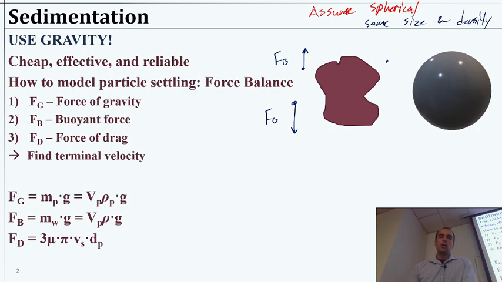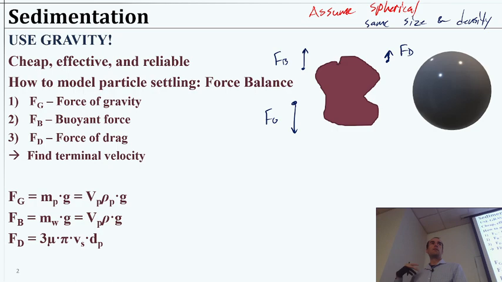But assuming that we are traveling with our particle in the downward direction, then we also have a resisting drag force in the upward direction. So we're going to have two forces upward. This force of drag, as you can imagine, will be proportional to the size of this particle, the surface area, and the speed at which it's going. All right, so with three forces, essentially what we want to do is find a terminal velocity.